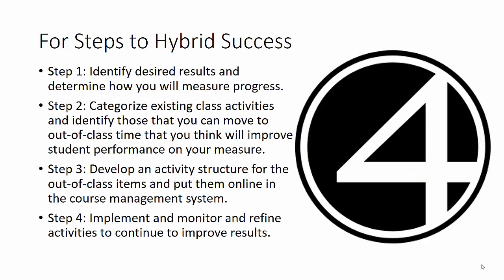Again, let's go back. 4 steps: identify the desired results, determine how you're going to measure progress. Step 2, look at your existing class, or think of some other activities that aren't currently in your class that you think would lead to improved results on the measure you've selected. Step 3, develop your activity structure, put it online. Step 4, implement, monitor, and refine.